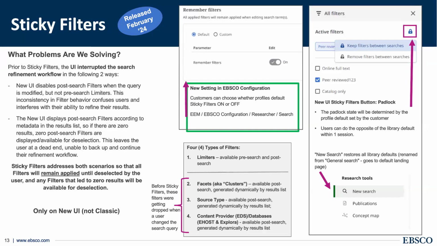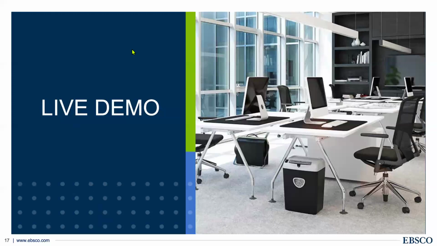So you can see in the upper right corner of the screenshot here, there's a little lock icon. So it's set by default to keep your filters active as you change your searches. You can unclick that to remove filters between searches, but the default is to keep it. So that's another improvement in the new user interface. And there are more improvements, so I'll leave those for the live demo we're getting ready to dive into now.